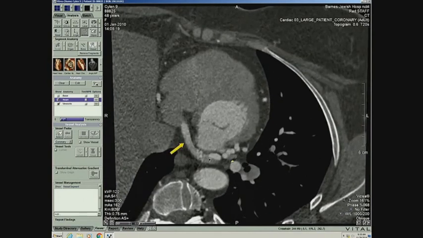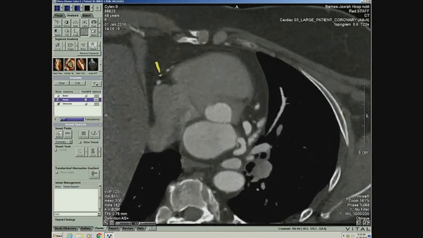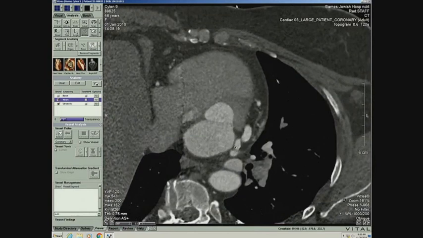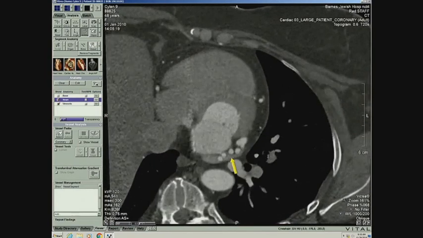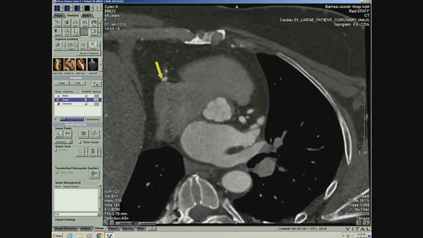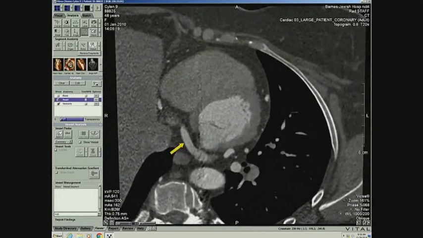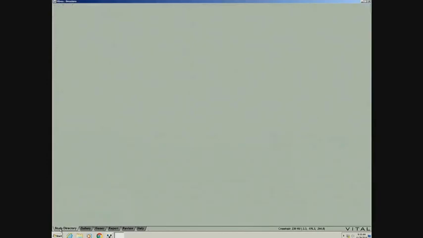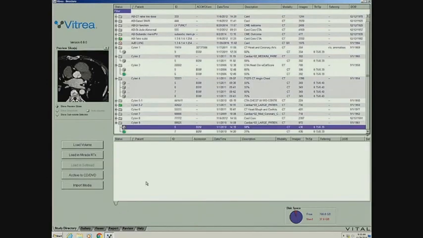What they did with this patient is they basically went in and put an Amplatzer device within it. But sometimes they coil these to close it off. And then after that, the patient did well. I'm going to show you a different one here. It's case 4.